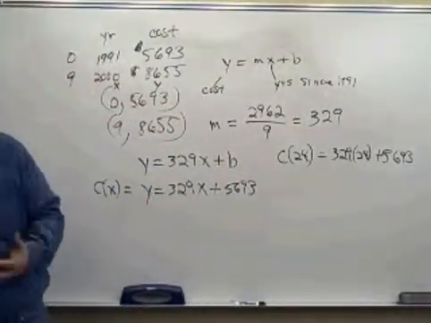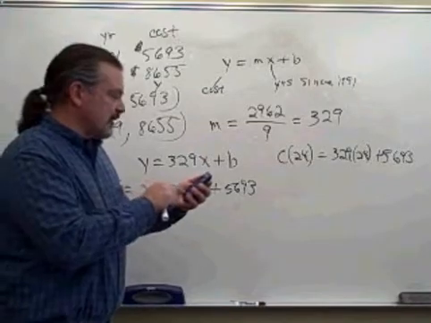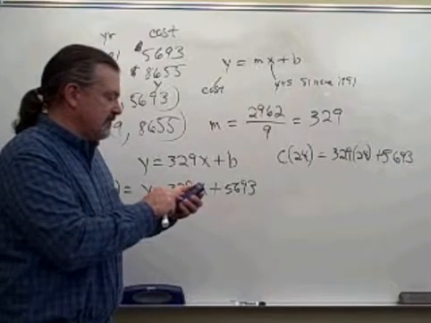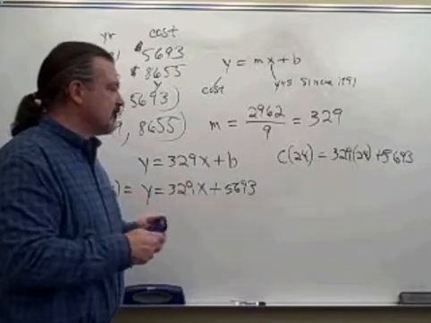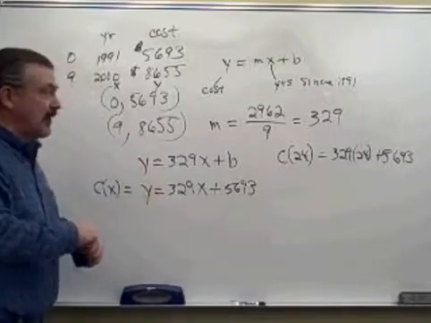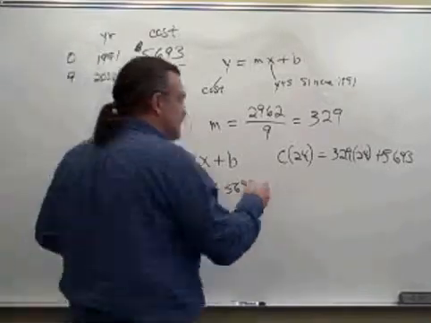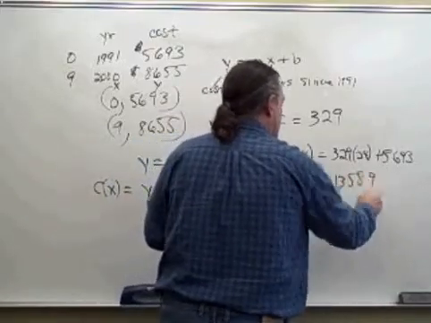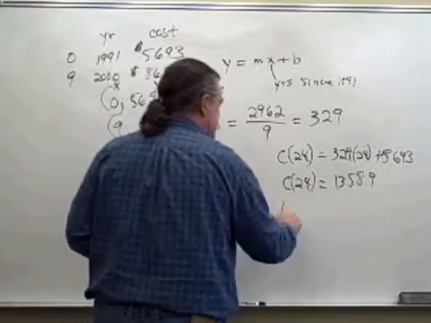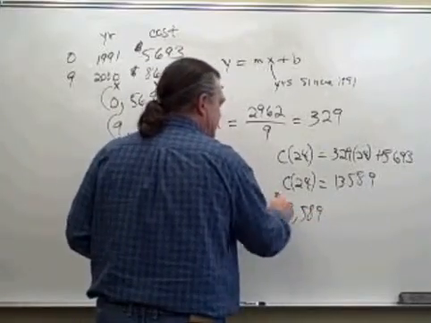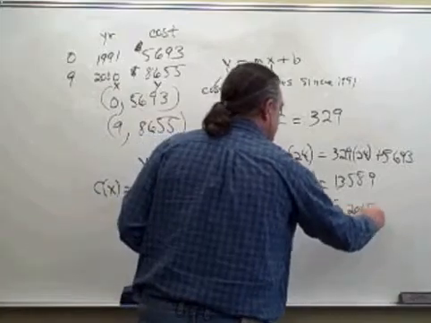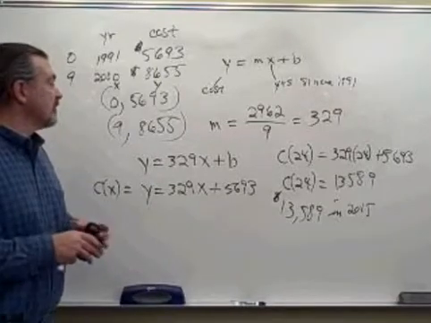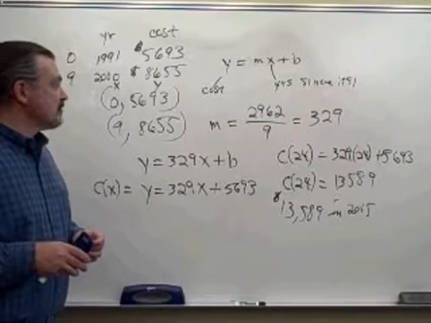So we'd take our calculator, 329 times 24 plus the 5693. In 2015, this linear model, that's what these are sometimes called, models, the linear model would project $13,589 in 2015 would be the average annual cost at a four-year public college and university.